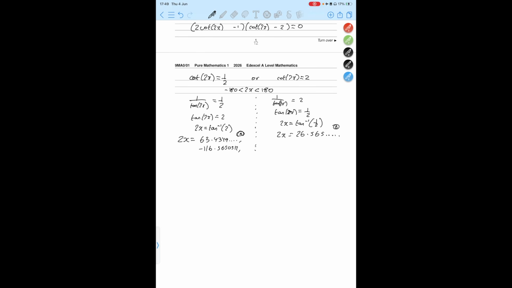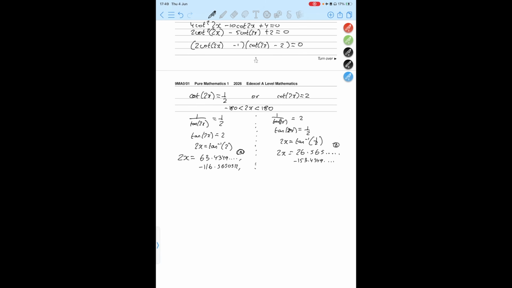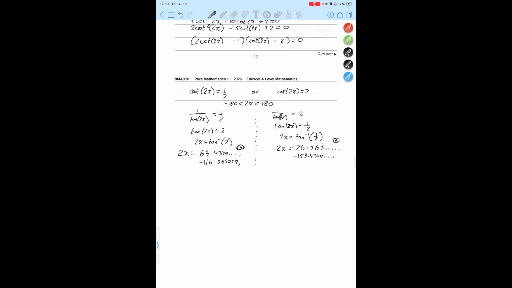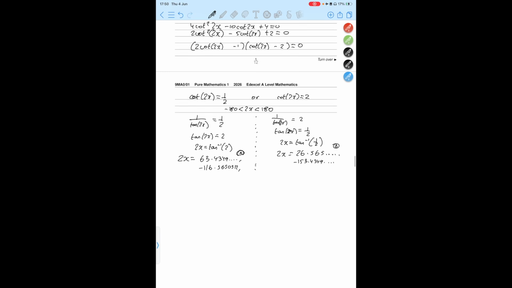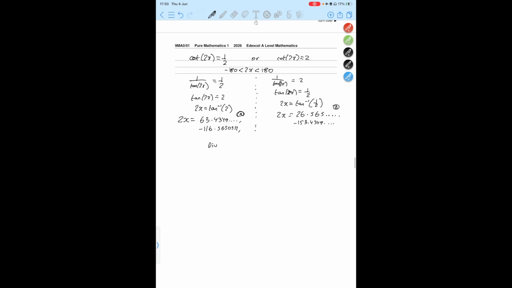Now again, we'll subtract 180 because we can't add 180 here. So we get minus 153.4349. Remember that tan repeats every 180, but given our bounds, we can't add because it's going to go outside of our bound, outside the domain we're allowed to use. So we have to subtract. So now we're done. We have our solutions, there's nothing we've missed. So all we have to do now is divide our solutions by 2.